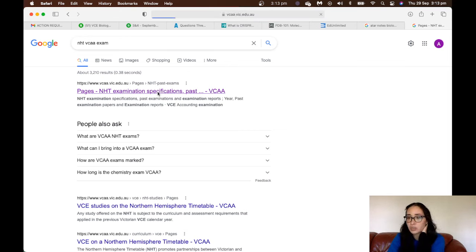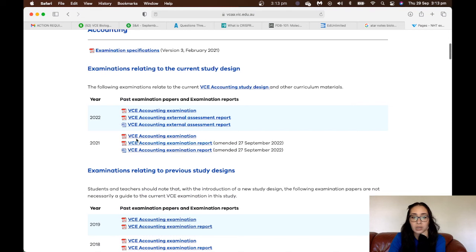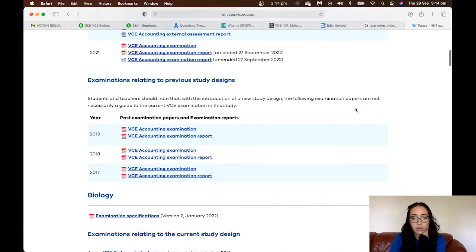And I know the study design is different now. So what you really want to do is make a note of all those particular topics which are different now. And so going to that FAQ doc is really useful because they outline all those new topics. But you can go to this website as well. And it gives you past papers as well for, like, Northern Hemisphere.